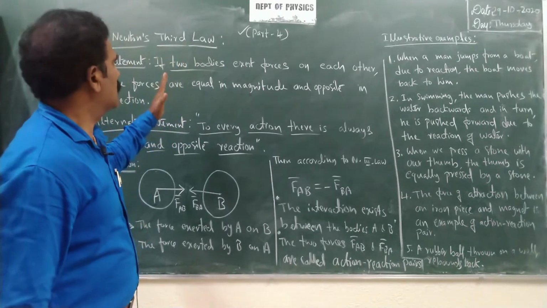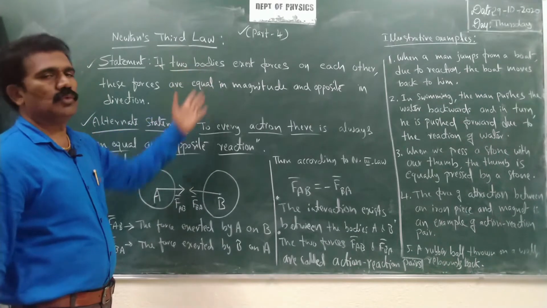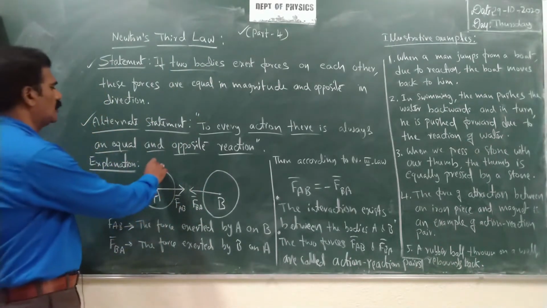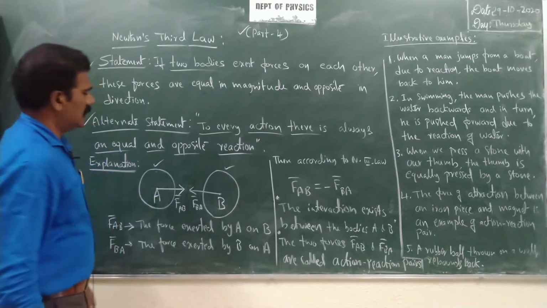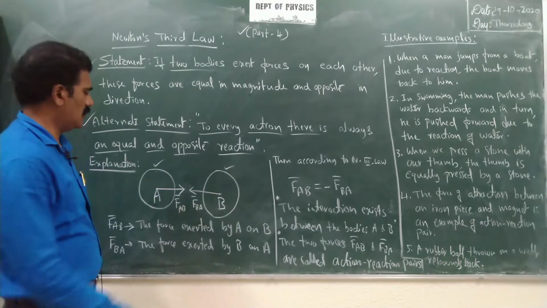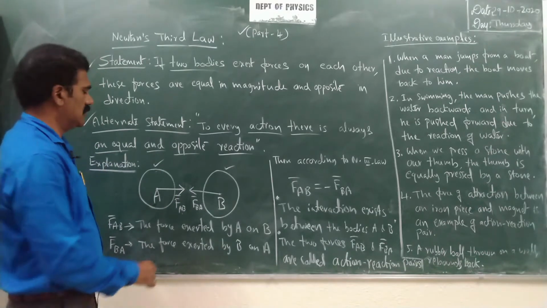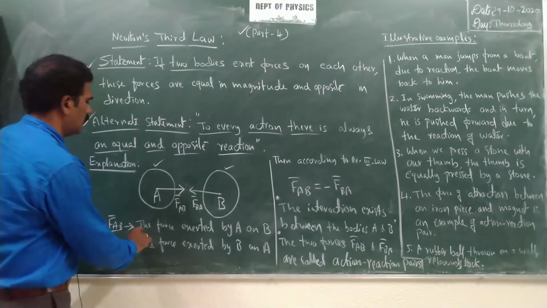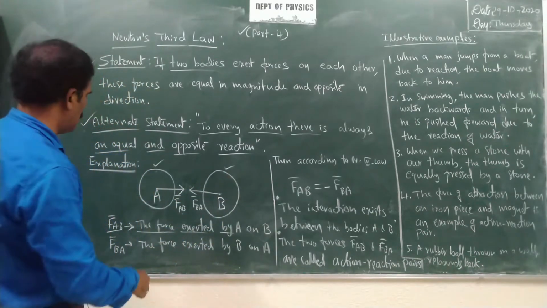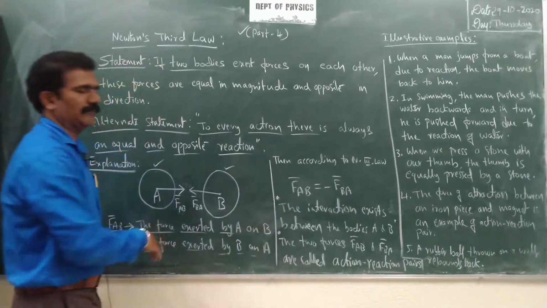Now let us try to understand Newton's third law with a simple example by considering two bodies, let us say A and B. In the explanation, you consider two bodies A and B, so that the forces exerted by the two bodies on each other are considered as F_AB and F_BA. What do we mean by that? F_AB is the force exerted by A on B, whereas F_BA is the force exerted by B on A.